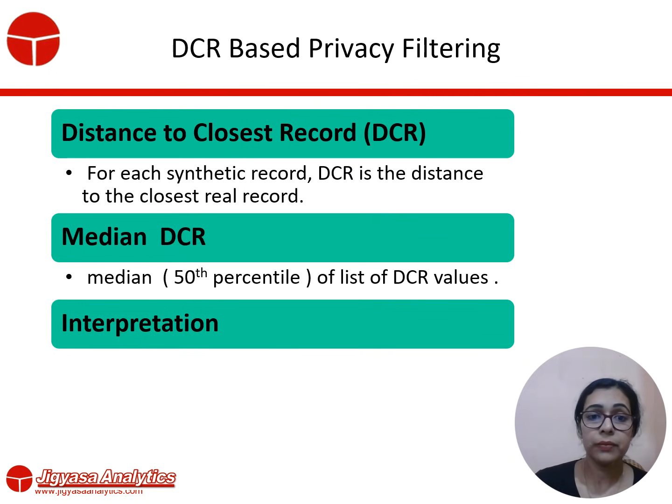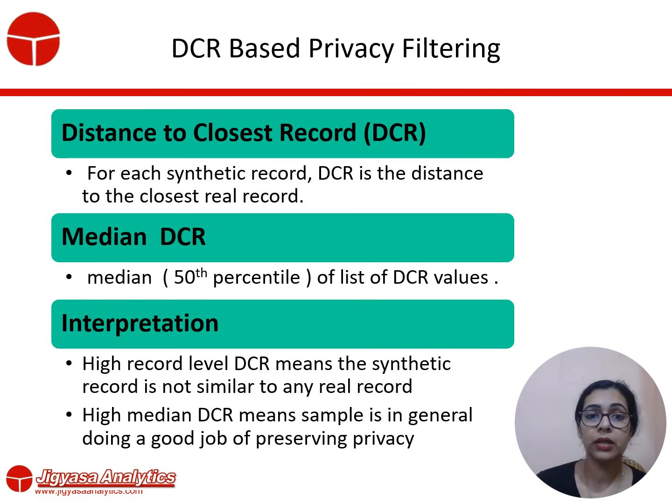We need to look at both measures, as the overall dataset might be good with privacy, but some records might violate privacy. Looking at both measures ensures privacy is maintained, both at the record and the dataset level.